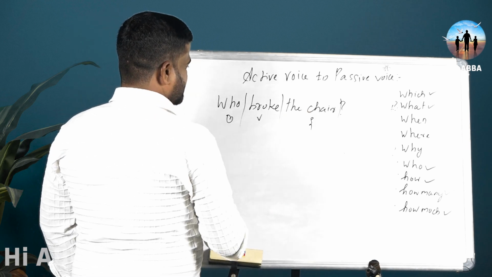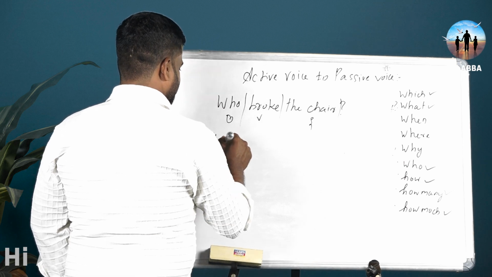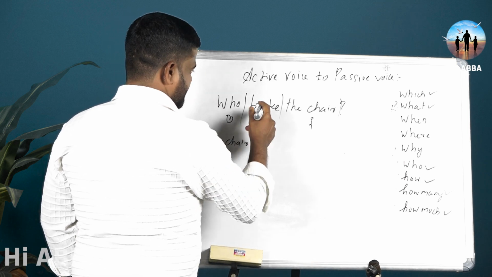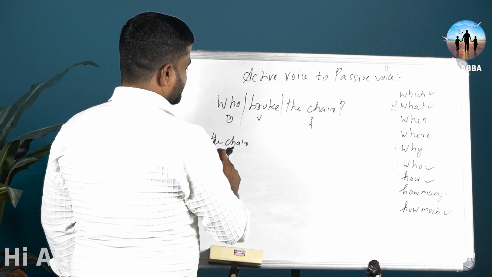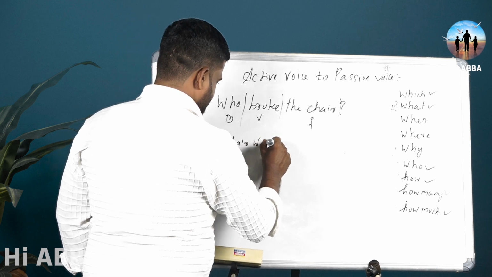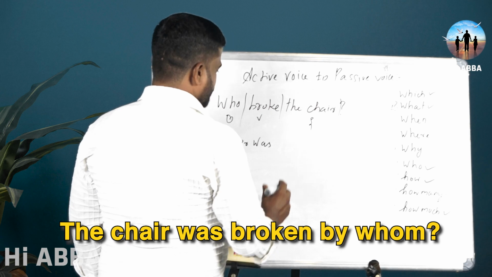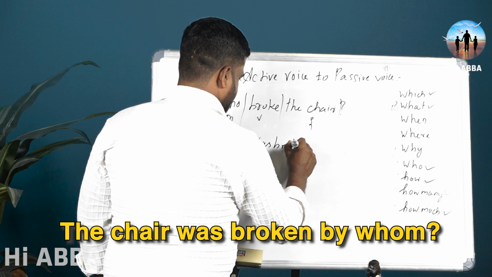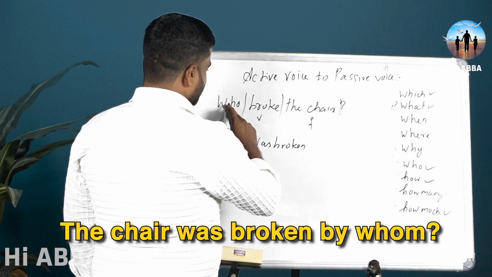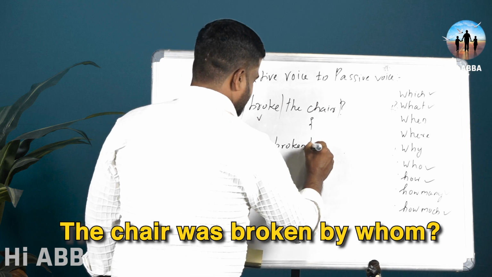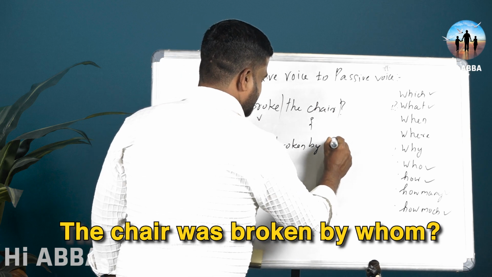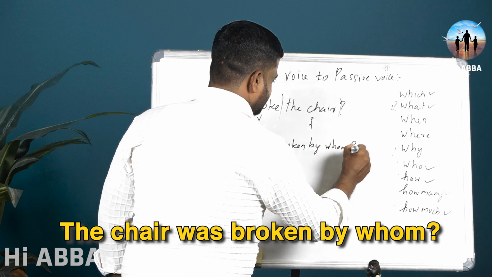Now the subject has to come first, chair. This is simple past tense, chair is third person singular, so was, and broke is V2, and what is V3 for broke? It is broken. And this who becomes the object, with a little difference: by whom.